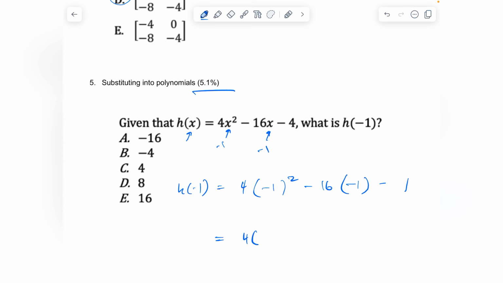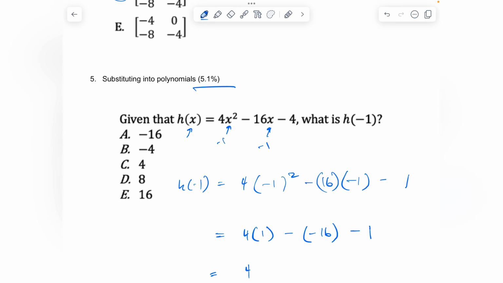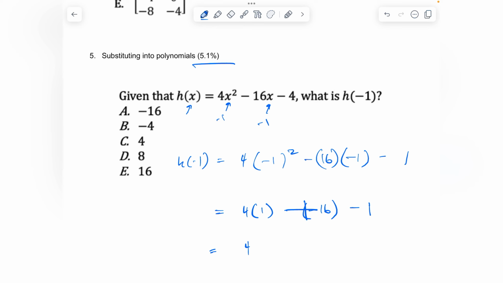So 4 times what's negative 1 squared, which is 1, right? Negative 1 times negative 1. Minus 16 times negative 1, well, I can really just evaluate that, right? It's minus 16 times negative 1. If I just do it like this, 16 times negative 1 is negative 16. Minus 1. Just do it one more time. 4 times 1 is 4. Minus negative 16 is plus 16. Minus 1 is going to give you 20 minus 1, 19.